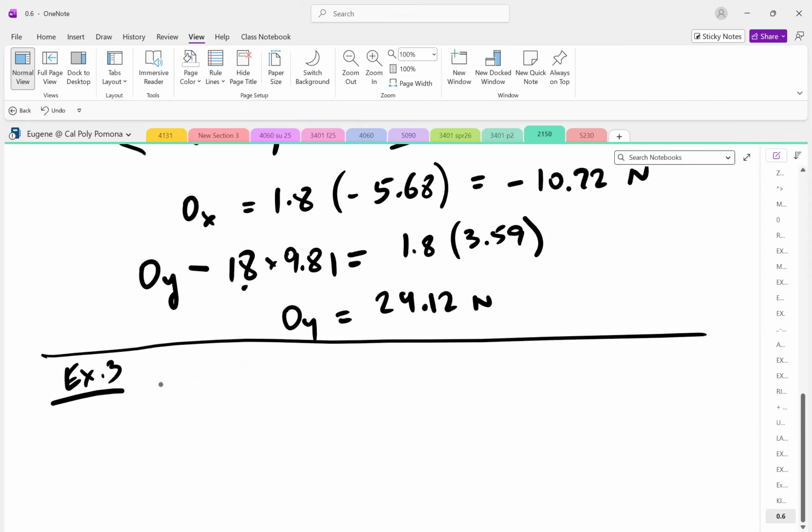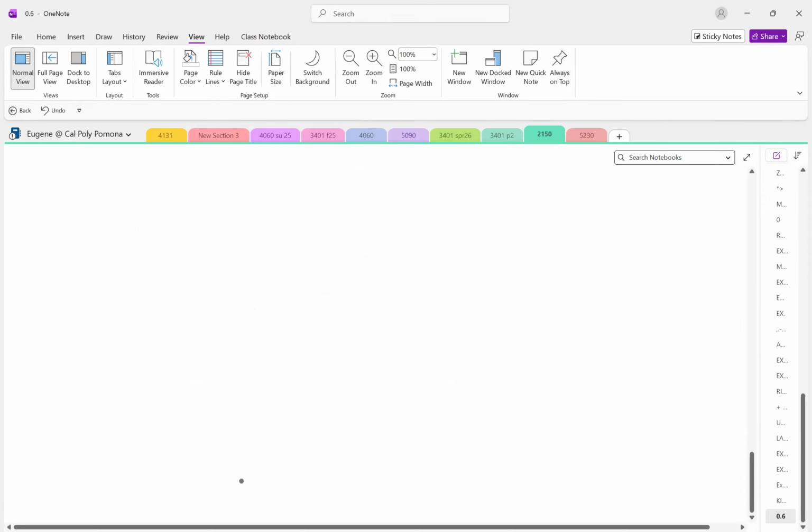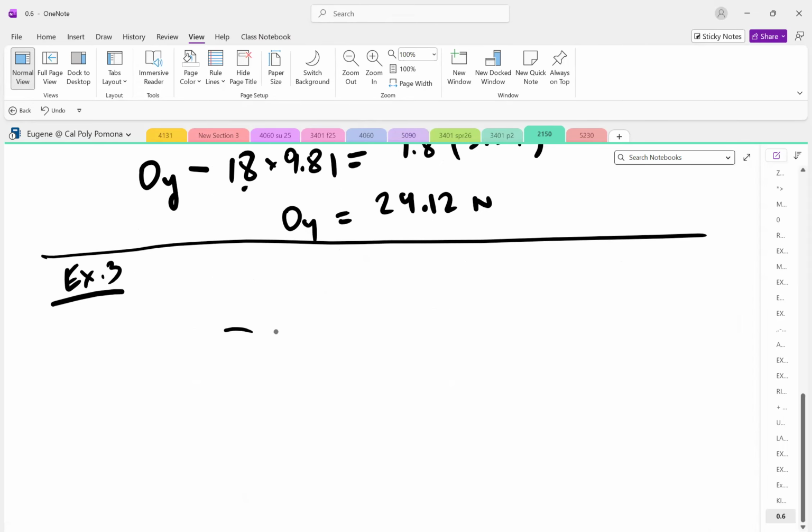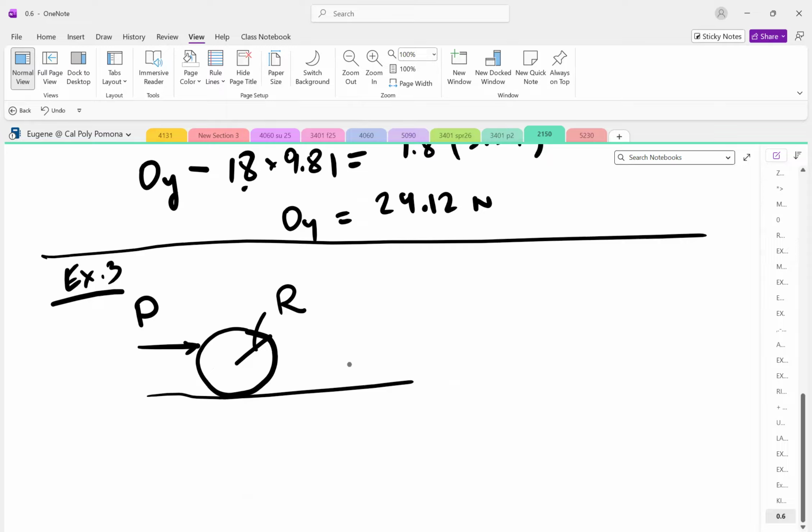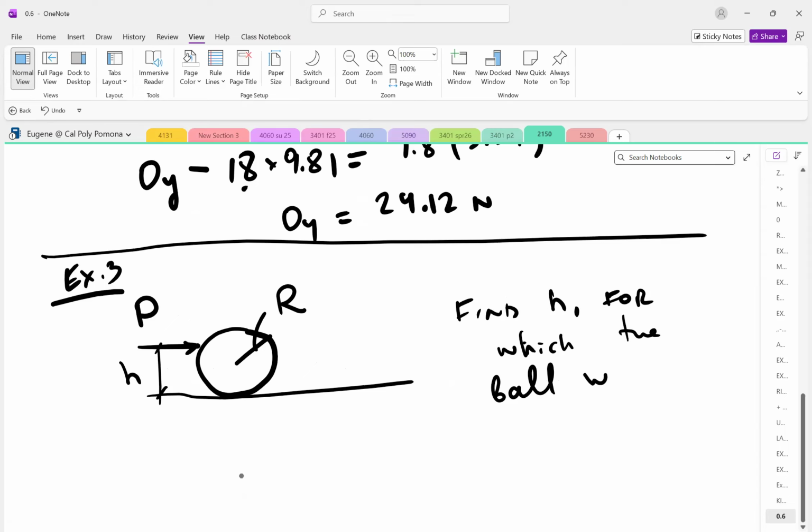Example 3. A spherical billiard ball is hit by force P. The radius of the ball is R. Find H for which the ball will not be slipping for any coefficient of friction, no matter how small.